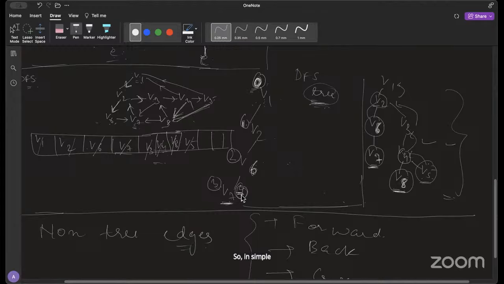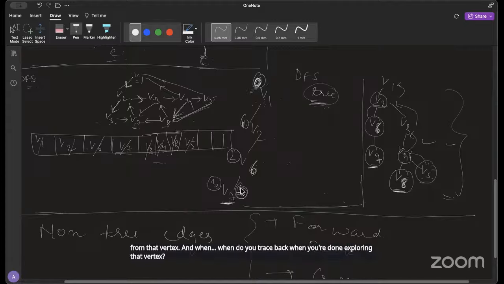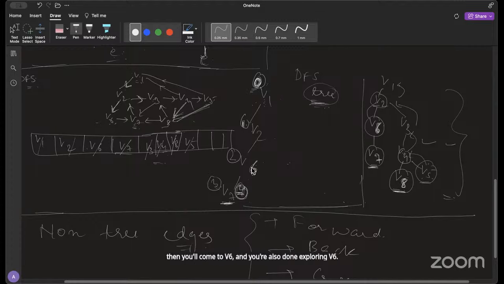In simple words, you put an end counter when you trace back from that vertex. And when do you trace back? When you're done exploring that vertex. So this will have an end counter 4. Then you'll come to V6, and you're also done exploring V6, so that will give this an end counter 5. Then you'll come to V2, but we're not done exploring V2, so we can't put an end counter here.